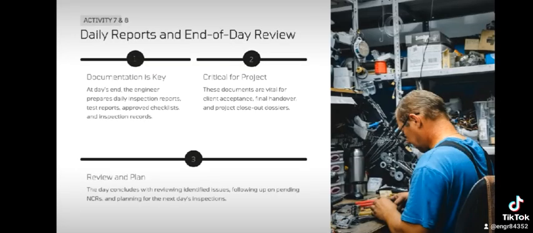Activity number 7 and 8, it means the last activities of the day are daily reports and end of the day review. Comprehensive documentation is a cornerstone of QAQC, essential for client acceptance and project closeout. First, the document is key. This means that at day's end, the engineer prepares daily inspection reports, test reports, approved checklists, and inspection records.